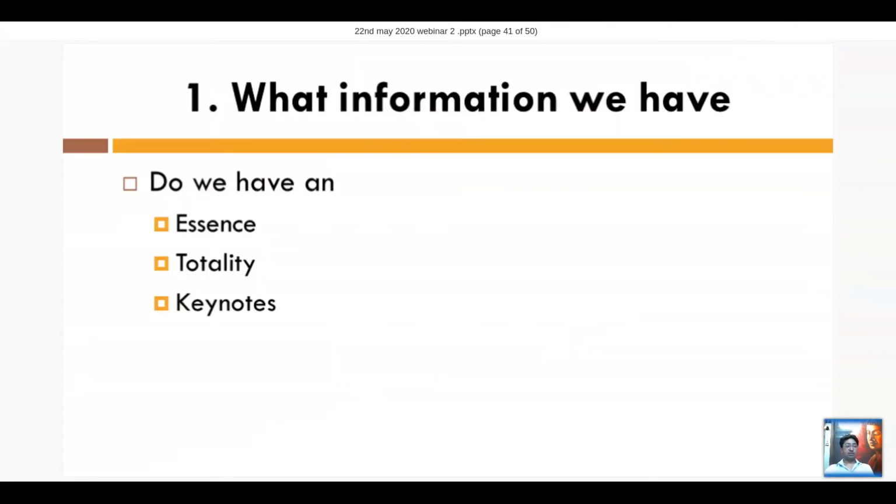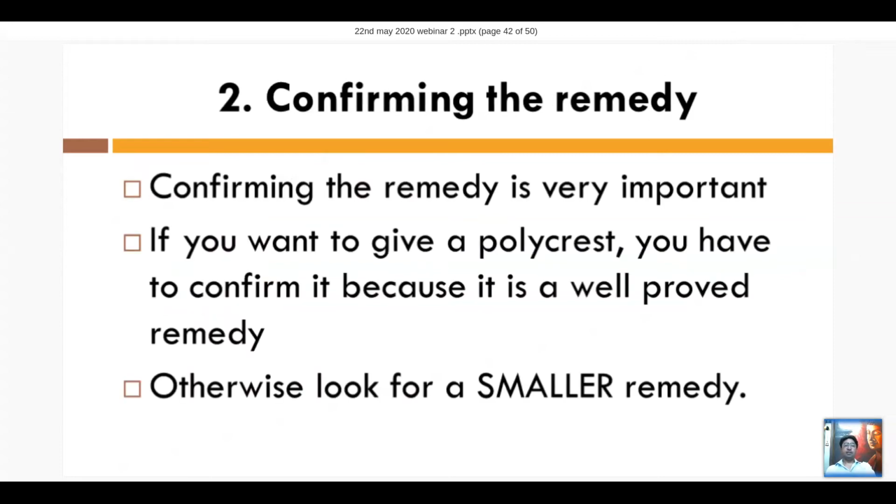So what did we discuss today? We discussed first the types of information we have: essence, totality, and keynote, right? Then the second thing, that confirming the remedy is very important. If you want to give Polychrest, you must have confirmatory symptoms. Otherwise, look for a smaller remedy.